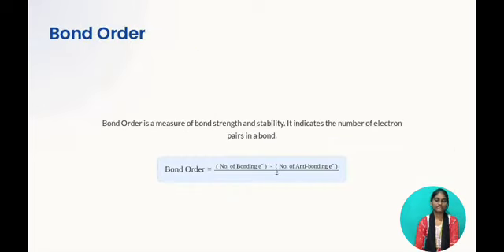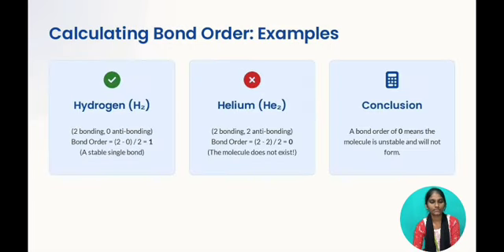What is bond order? Bond order is a measure of bond strength and stability. It indicates the number of electron pairs in a bond. The formula is: bond order equals the number of bonding electrons minus the number of anti-bonding electrons, divided by 2.